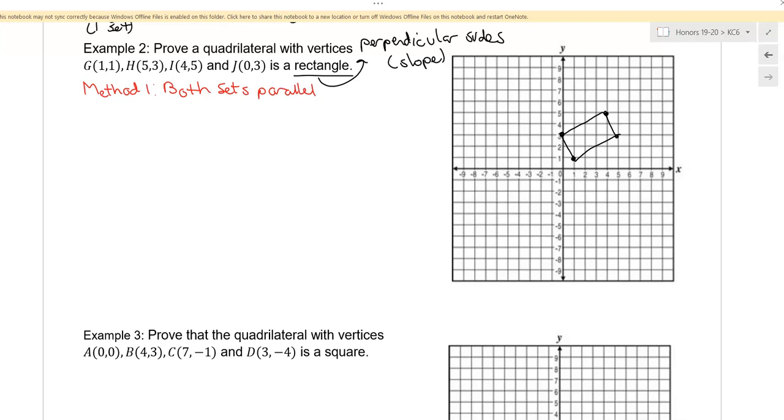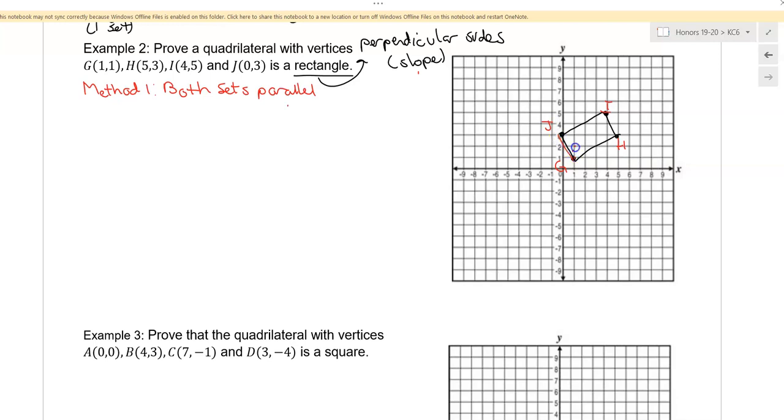Sorry. So if I use that first method where both sets are parallel, then I have the slope of all 4 sides, and I can easily check if they're perpendicular. I don't have to do more work afterwards. I also didn't put numbers. G, H, I, J. Okay, so let's go from G to J first.